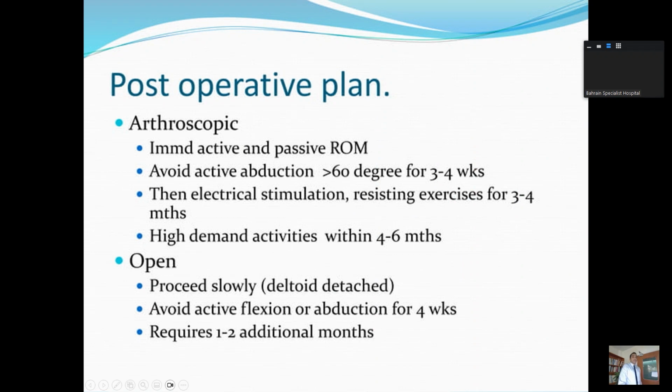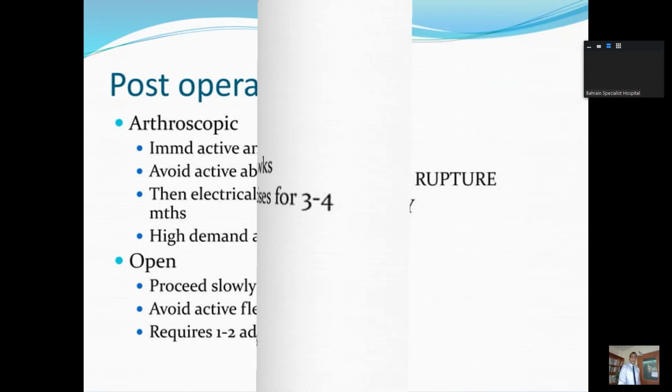Post-operative plan in arthroscopic treatment, you can start immediate active and passive range of motion. However, active abduction should be restricted for 4 weeks. Active abduction should not be done. Later on, electrical stimulation and resisting exercise can be started after 4 months. In open repair, you have to proceed slowly and it requires 1 to 2 additional months for recovery.